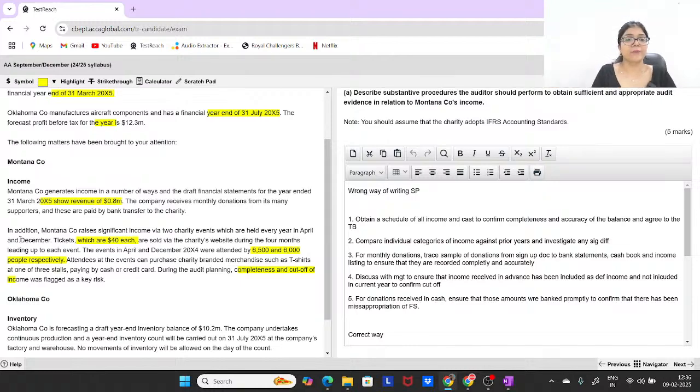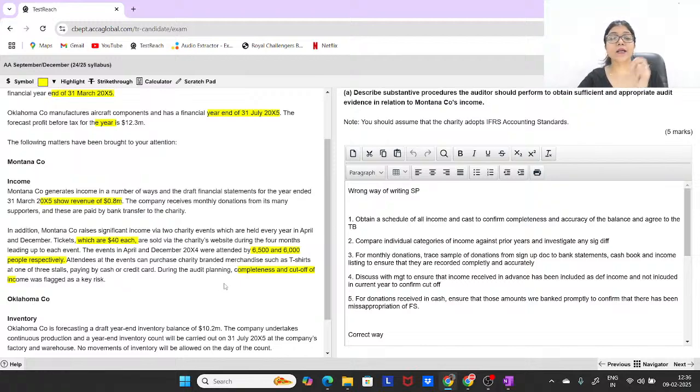Attendees at the events can purchase charity branded merchandise. So again, there's another way. The first way they get their income from these charity events is via the tickets they are selling, and the second one is when they are selling the merchandise, such as t-shirts, at one of their 3 stalls, paying by cash or credit card.